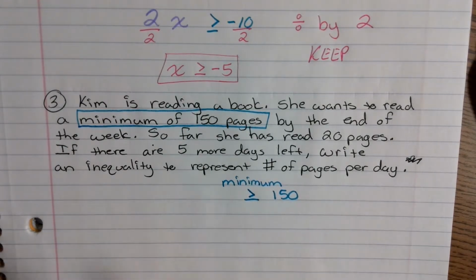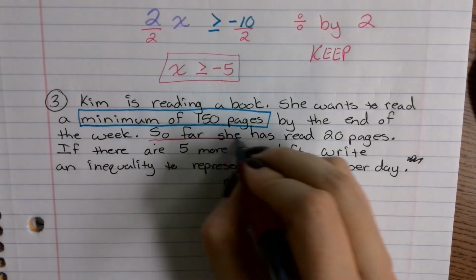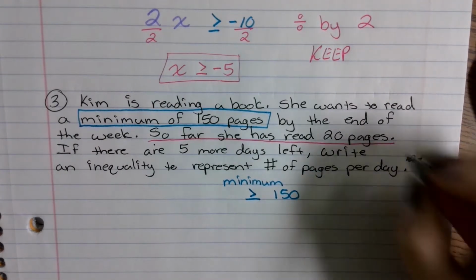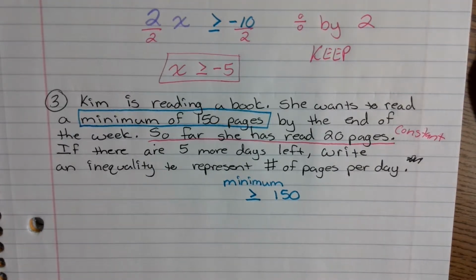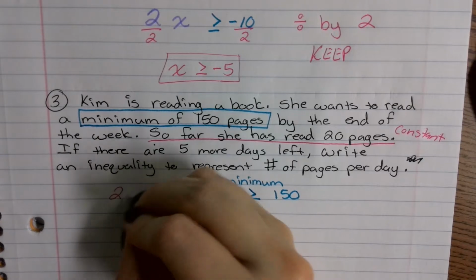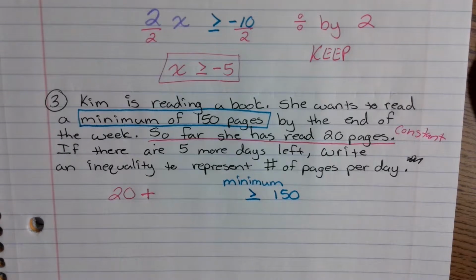So now the next part, that's the easy stuff. Remember, a constant is a one-time value or a starting value. Do we have a one-time value or a starting value up here? Joel? 20 pages. So far, she has read 20 pages. That's going to be our constant because that's what we're starting with. We started with 20 pages. Now she needs to continue reading more, so we're going to add on to those 20 pages.